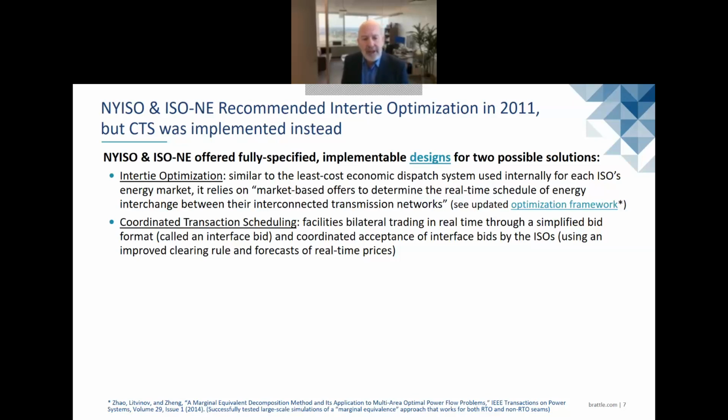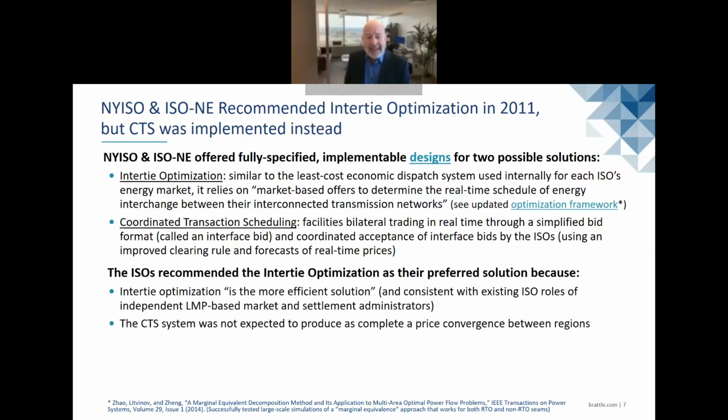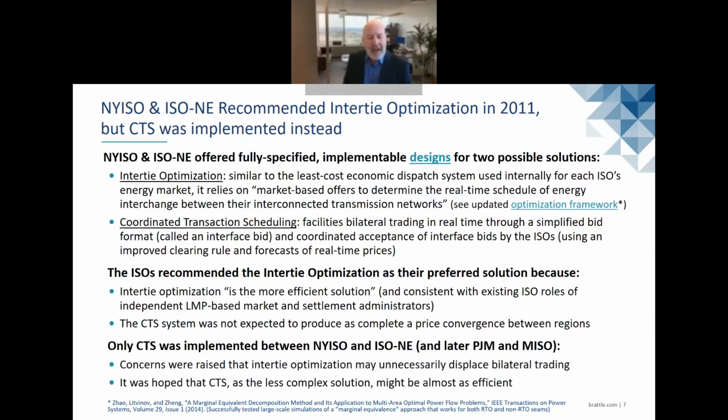But as an alternative, coordinated transaction scheduling was proposed as a less ambitious, easier to implement first step. The ISOs recommended intertie optimization as the preferred solution because it was simply more efficient. It was also consistent with the ISOs' existing roles as independent market administrators based on LMP settlements. And CTS, even at the time, was not expected to produce as complete price convergence and efficiencies. But at the time, optimization seemed to be a larger step than CTS, and so only CTS was implemented between New York ISO and ISO New England, and later between PJM and MISO. It was hoped that as a less complex solution, it might still be almost as efficient.